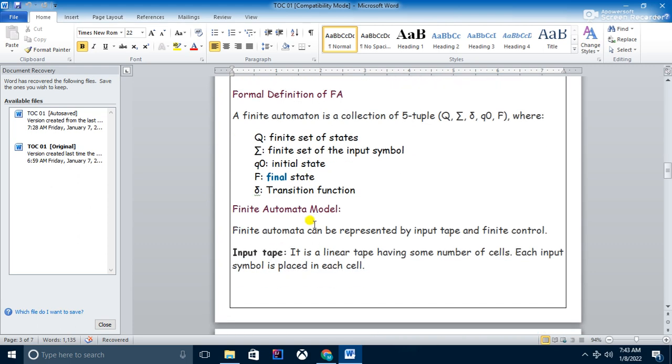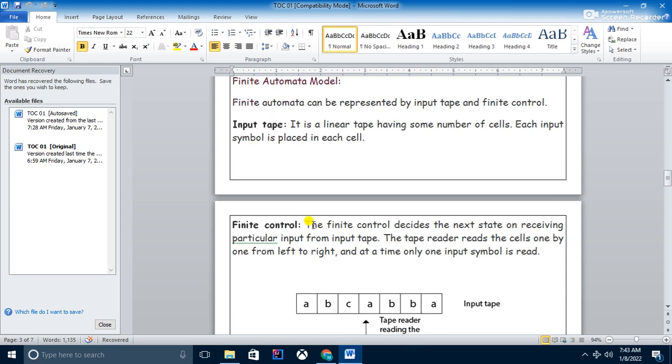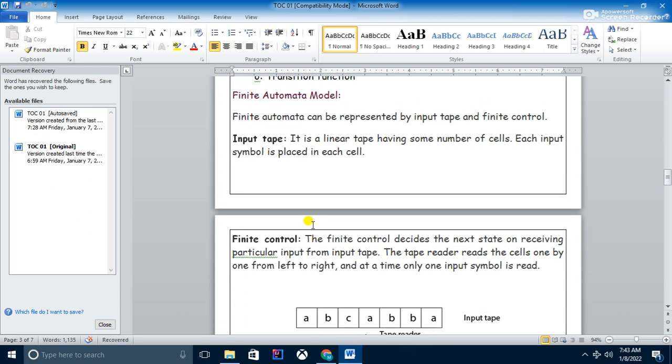So the finite automata model can be represented with an abstract view or abstract diagram. Finite automata can be represented by an input tape and finite control. Input tape is a linear tape having some number of cells. Each input symbol is placed in each cell. Finite control decides the next state on receiving the particular input from the input tape. The tape reads the cells one by one from left to right, and at a time only one input symbol is read.